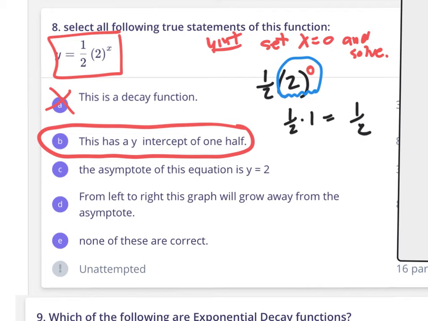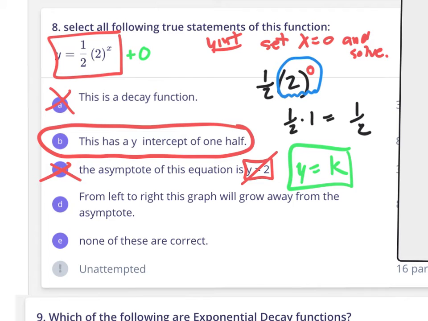Now, the asymptote of this equation is y equals 2. Remember, the asymptote is the equation y equals k, where k is the number that's being added or subtracted out here at the very end. And as you can see, there is no number added or subtracted out there at the very end. It does not say plus 2, right? If it said plus 2, then yeah, the asymptote would be y equals 2. But it says plus 0, which means that the asymptote is y equals 0, not y equals 2. So this right here is wrong. So don't pick that one as a true statement.